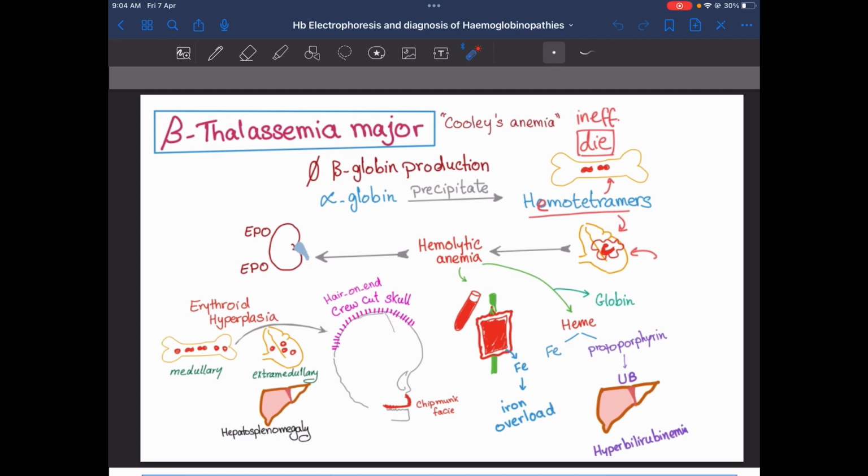If these hemotetramers survive long enough to be transported out of the bone marrow, the spleen most likely will catch them and destroy them. So this is going to lead to something known as hemolytic anemia. When you have increased hemolytic anemia, the kidneys are going to sense that your hemoglobin levels are very low and secrete EPO, which is erythropoietin. This erythropoietin is going to lead to erythroid hyperplasia in certain organs of the body.